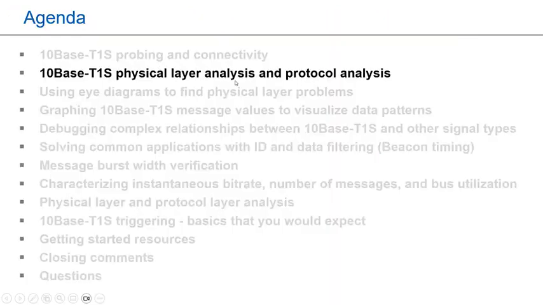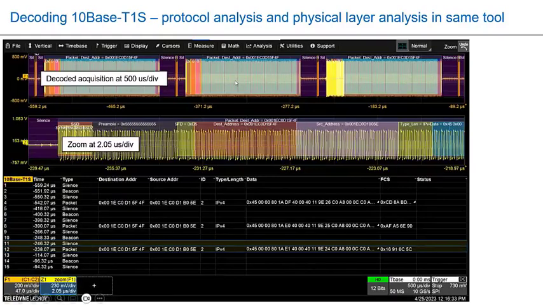So first is taking a look at physical layer analysis and protocol analysis. And this is an example, a real scope screen, that's captured a 10BASE-T1S signal. It's decoded it and it's at 500 microseconds per division. So that's the time scaling here. And then this is zoomed in at just over 2 microseconds per division, and it's looking at a narrow slice of the waveform. So it's looking at this part of it right here that's highlighted.